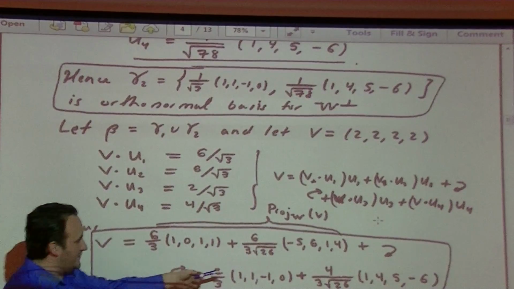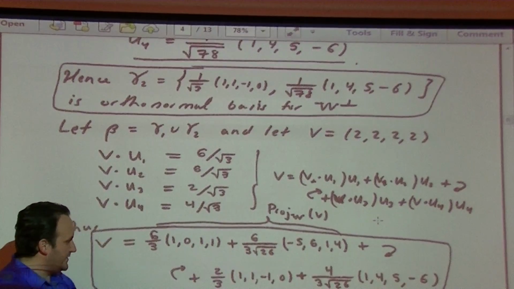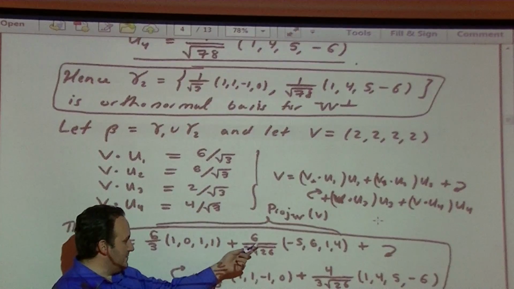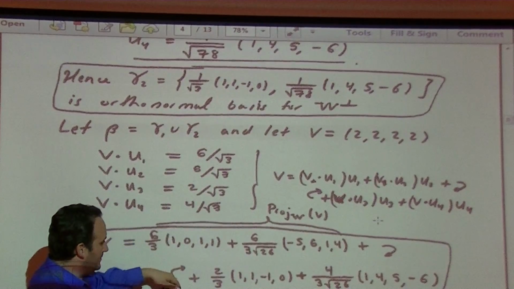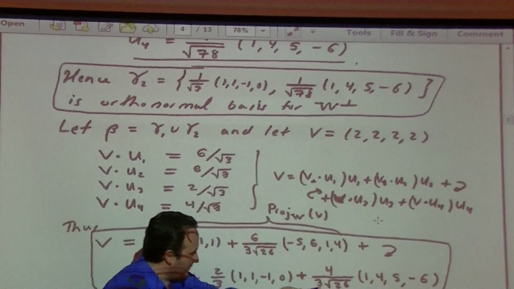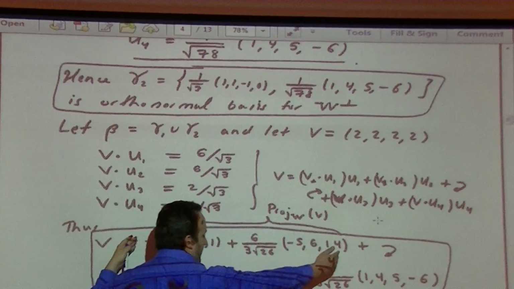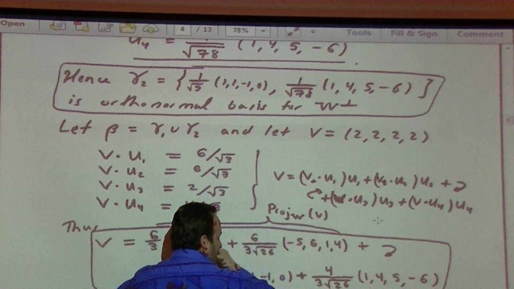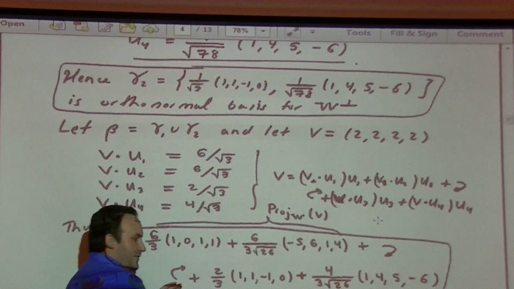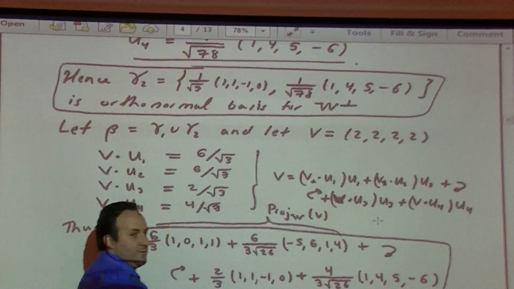It gives me 6 over 3 times the root 26. I guess this is coming from the 78 and the root 3, or 2/3 for this one, or 4/3. And so this piece that's coming from the dot products with gamma 1 gives you the projection onto W, and the other piece is the projection onto W perp.